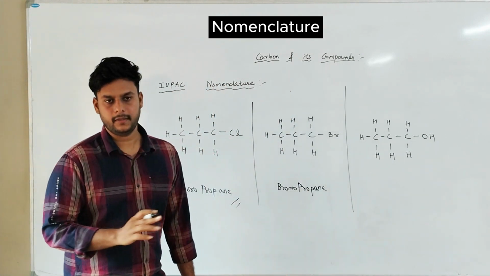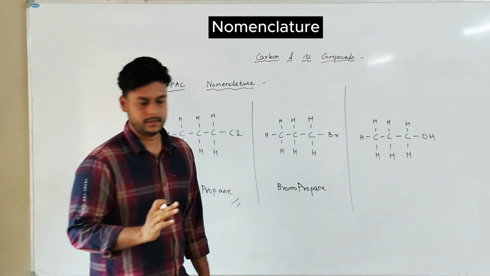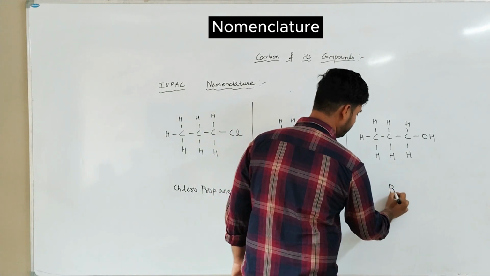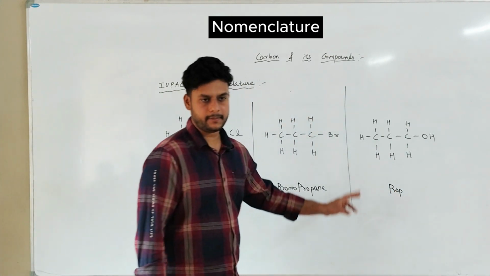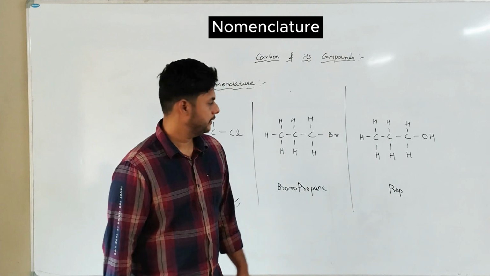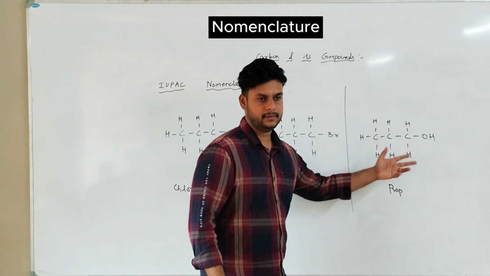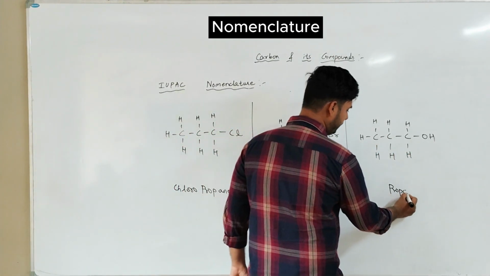First, how many carbon atoms do I have? 3 again. So it is again called prop. I have 3 carbon atoms. What are the bonds that you see here? Single bond. Single bond means a-n-e.